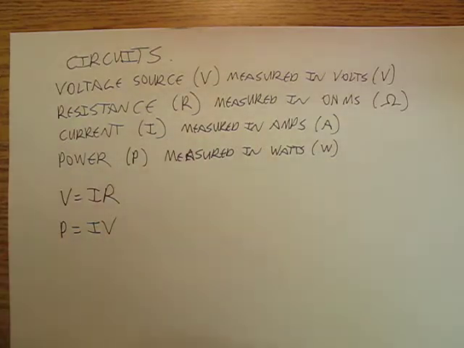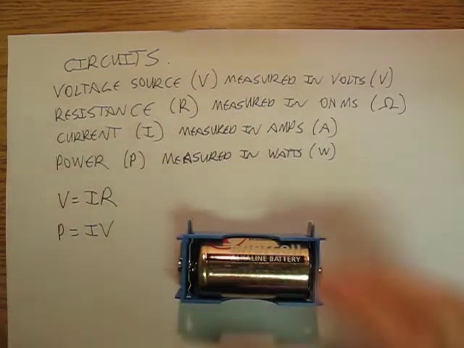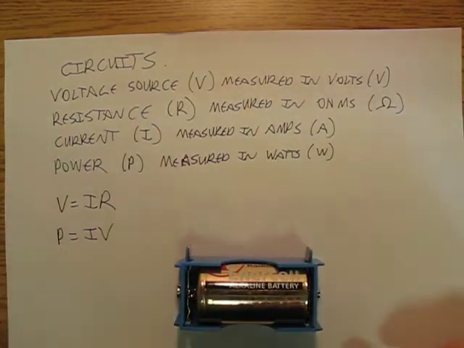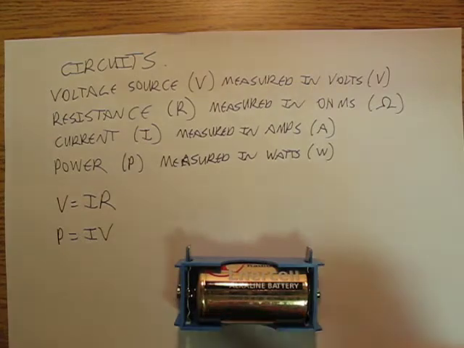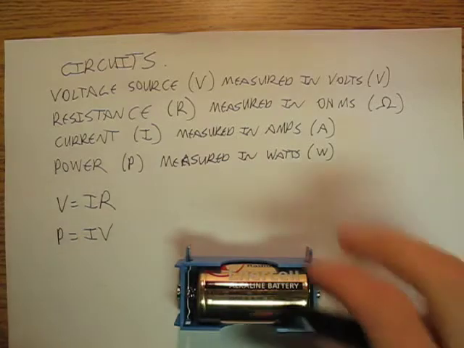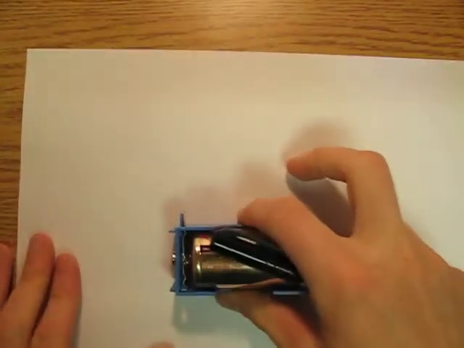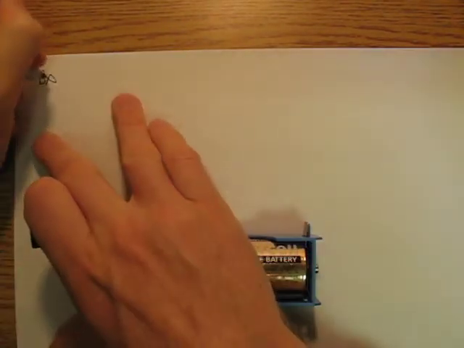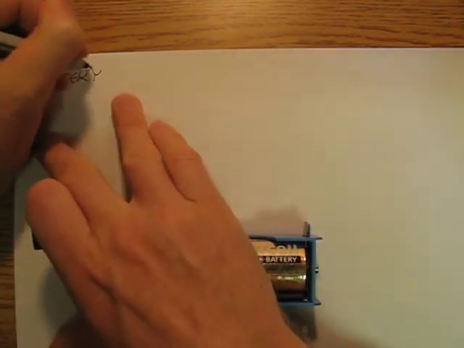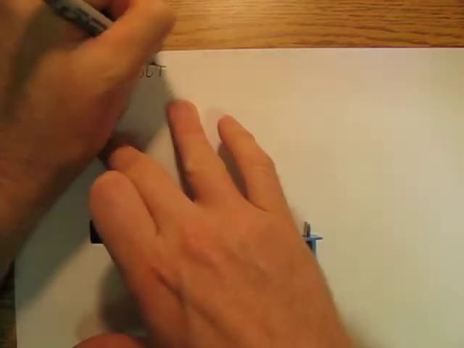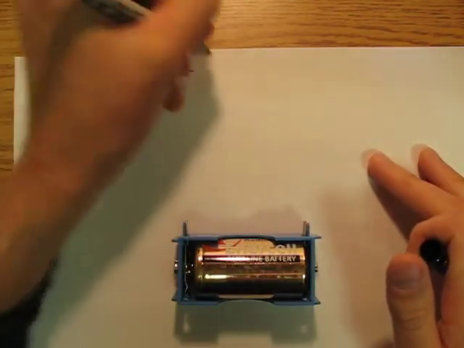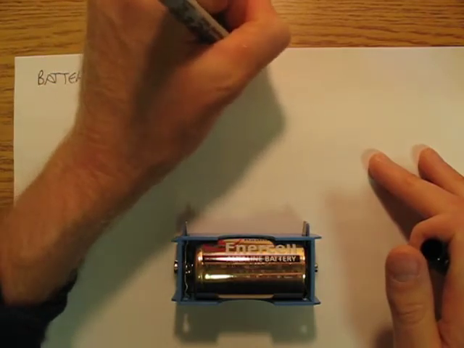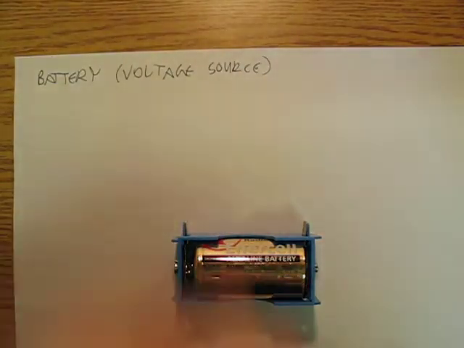Okay, so first off, voltage source. Well, here's our voltage source right here. It is called a battery. And so let me grab another sheet of paper here, and we'll diagram around it. So we have a battery. And there's other ways that we could have a voltage source, but this is a very, very easy one.